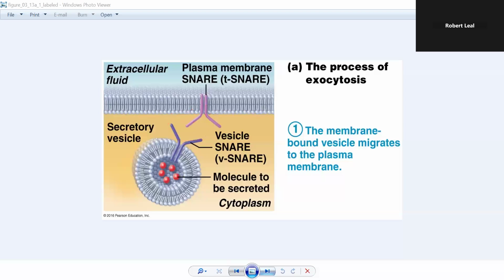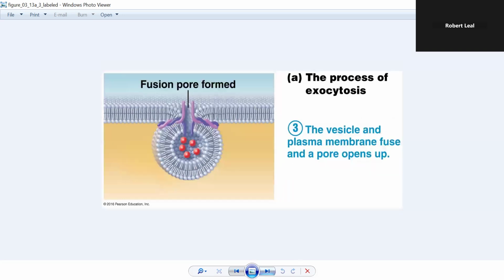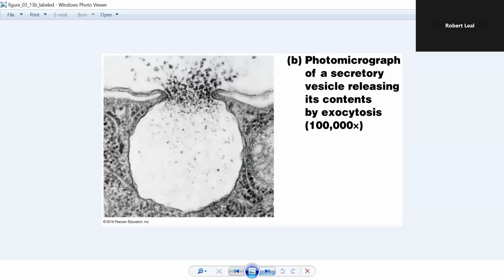And those proteins fuse together, and you have a bilayer of phospholipids in the vesicle, and those phospholipids are eventually going to fuse and incorporate themselves into the phospholipids of the cell membrane. And once that occurs, the contents are excreted out, and the term is called exocytosis. An actual electron microscope image of exocytosis. And this bottom scenario, this is 1,000,000 times magnified.